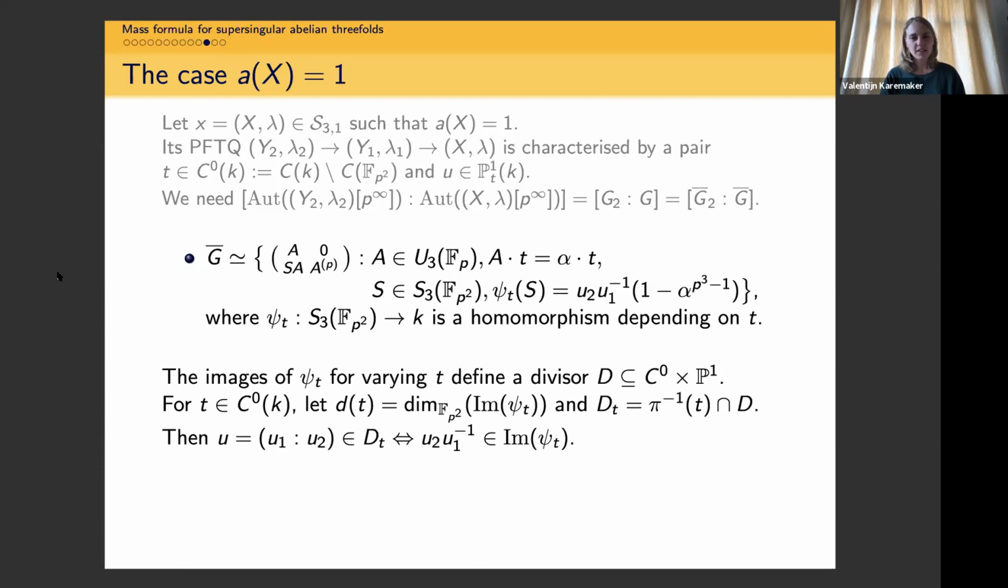now the images under these maps, psi T, if you let T run over the points of the Fermat curve, those define a divisor D inside C0 cross P1, which is a trivialization of our P mu. And for each point T on the Fermat curve, we'll define dt to be the dimension of this image of psi T, and d sub T to be the intersection of D with the fiber above T, which is a P1. So then U is in this d sub T, by definition of the map psi T, if and only if U T U1 inverse is in the image.